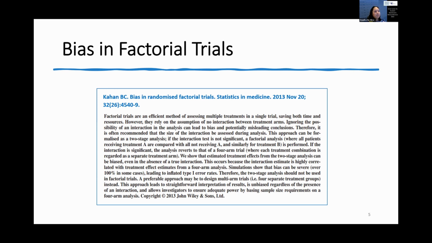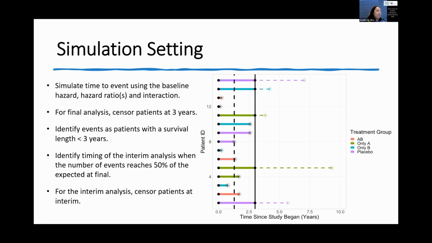But as I mentioned before, there is no guidance in the literature on how we should go about defining the operating characteristics of an interim analysis done for a particular trial, and that was the purpose of using this method. So before I get into the two-stage approach, I'll do a quick description of our simulation setting.